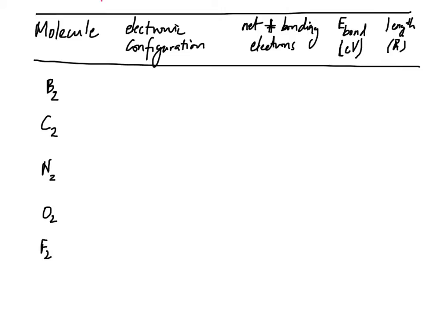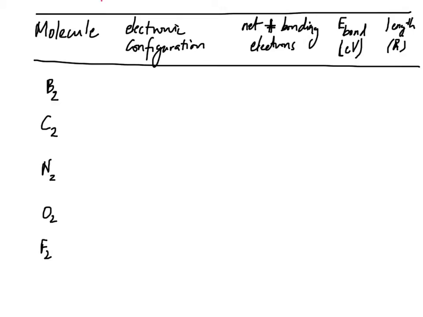So we're going to figure out the electronic configuration for each of these 5 dimers, and then we'll figure out what the net number of bonding electrons is. That's the total number of electrons in the bonding orbitals minus the total number of electrons in antibonding orbitals. And then we will look up the bond energy and the bond length for each of those 5 cases, and see if our 3s rule works for these systems. So that's the goal. Okay, so now let's move on to B2.